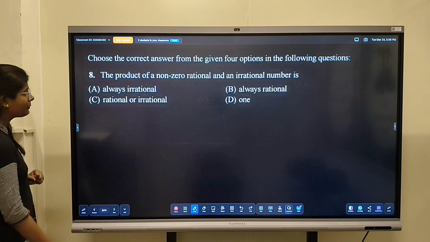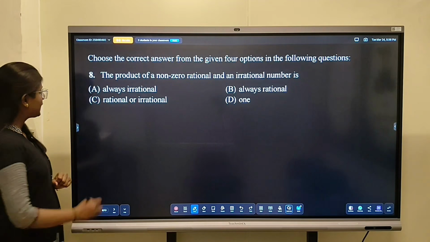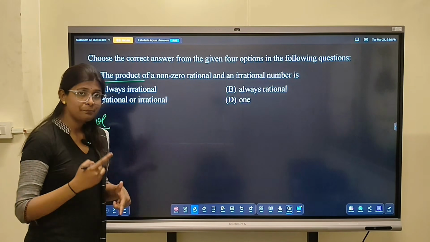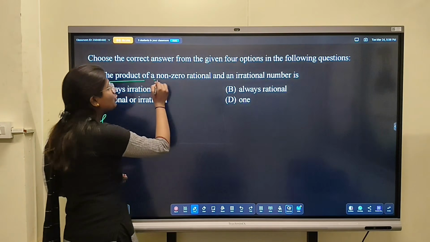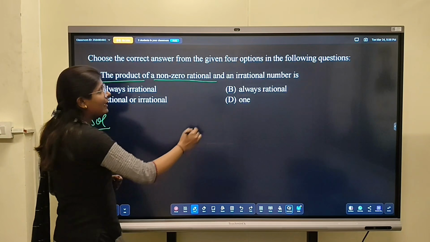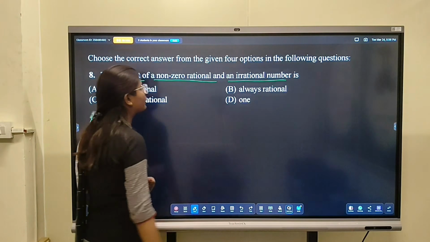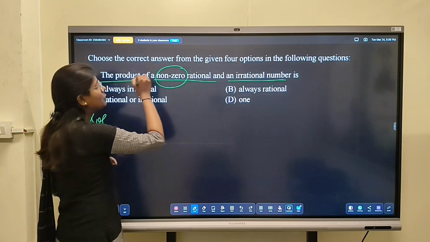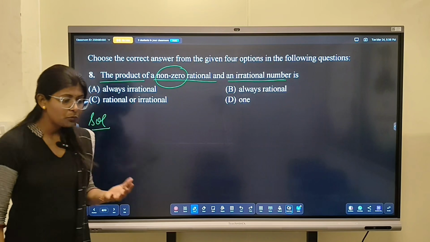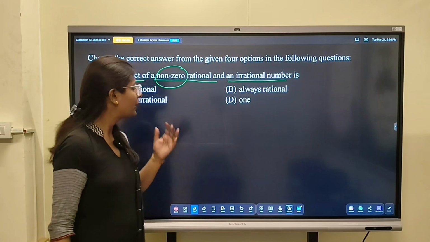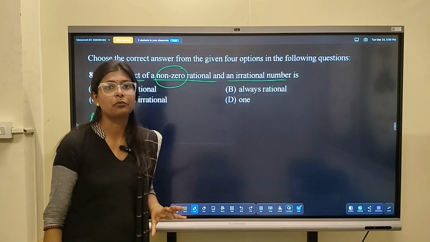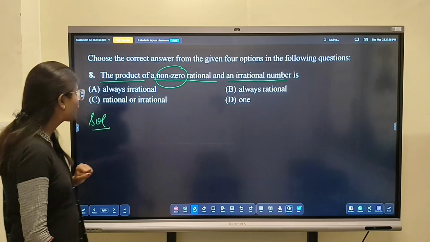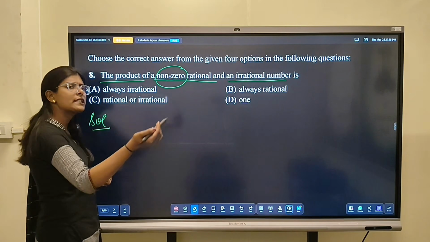Moving further to question number 8. Now, they say the product, means multiplication, of a non-zero rational and irrational number. Now, please focus here. Here they have mentioned non-zero rational number. Because we know that 0 is also a rational number, here we do not need to consider 0. Other than 0, all the rational numbers are welcomed in this question. So, we are taking any non-zero rational number.